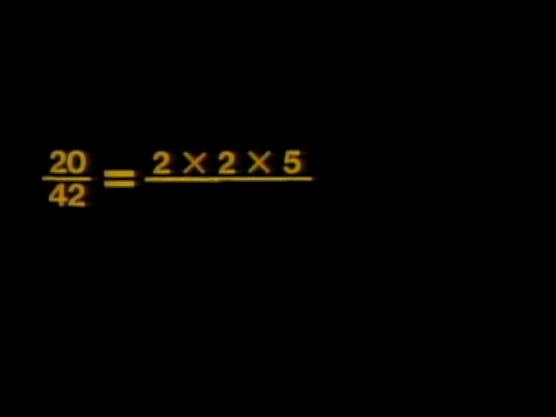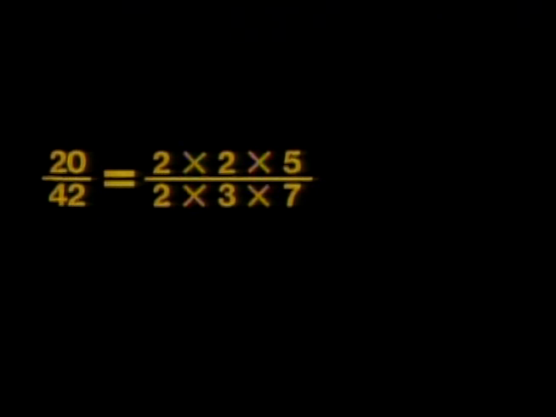The prime factorization of 20 is 2 times 2 times 5. The prime factorization of 42 is 2 times 3 times 7. So we can rewrite 20/42 in terms of these factors as shown.